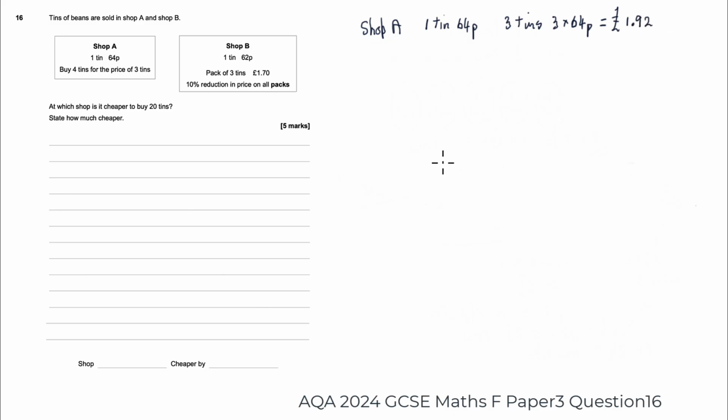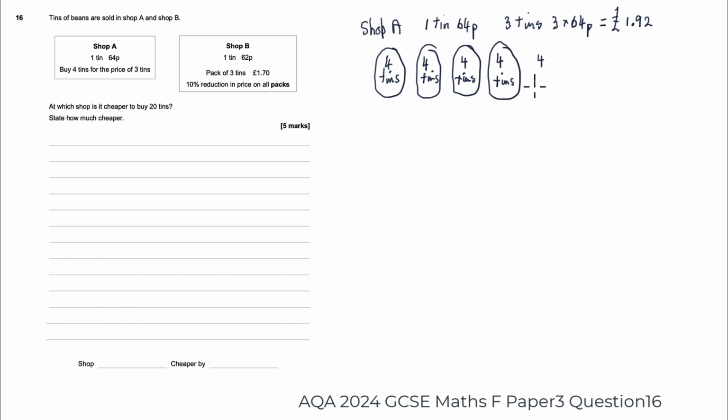Now remember, it's 20 tins that we're trying to buy. 4 tins cost £1.92. Now how many lots of 4 tins make up the 20 tins that we're after? How many times does 4 go into 20? Well, you use your calculator for that, and you'd find that it's 5 lots of 4 tins. 4 times 5 is 20. So here they all are, 5 lots of 4 tins.